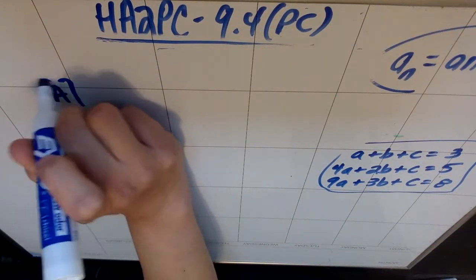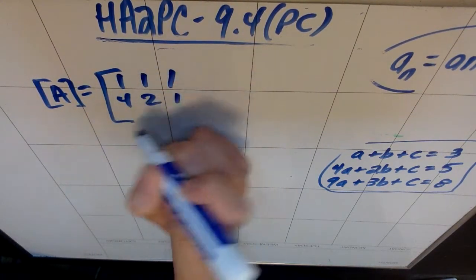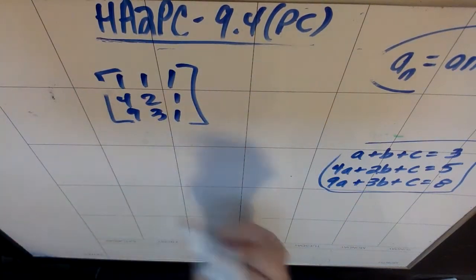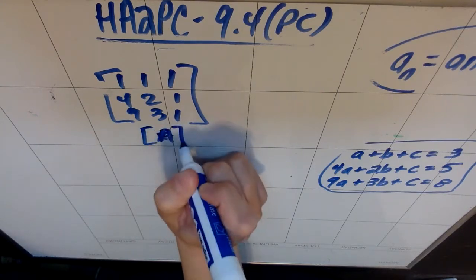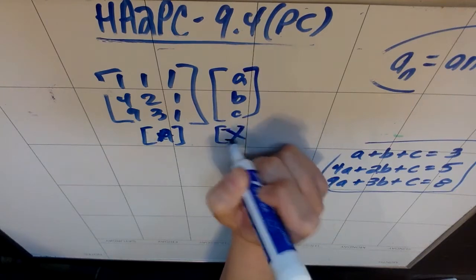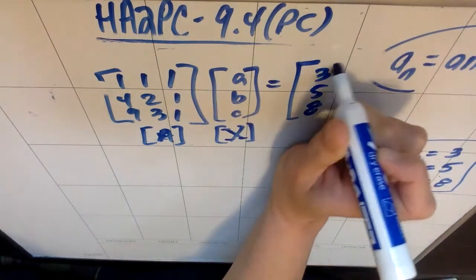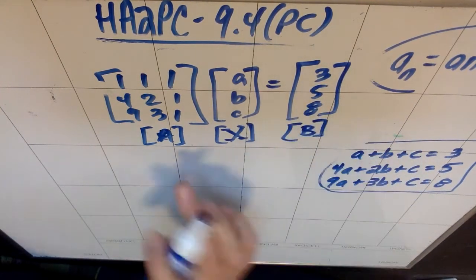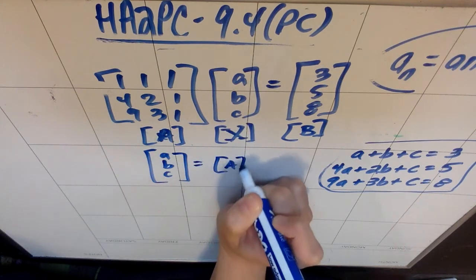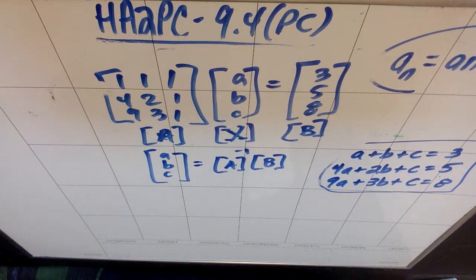I'm going to enter my matrix A in my calculator as my coefficient matrix, which is 1, 1, 1, 4, 2, 1, 9, 3, 1. That's going to be my matrix A in my calculator. I have this variable matrix, a, b, c, that I don't put in my calculator. That's like that X that we don't put in. And I'm going to set that equal to my constant matrix, which is the 3, 5, and the 8, and I'm going to call that matrix B. To solve for my matrix a, b, c, the easiest way to do it is to type in my calculator the A matrix inverse times the B matrix. And that's going to do it for me really, really fast, which is super awesome.